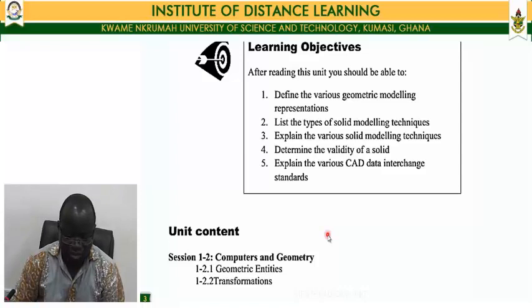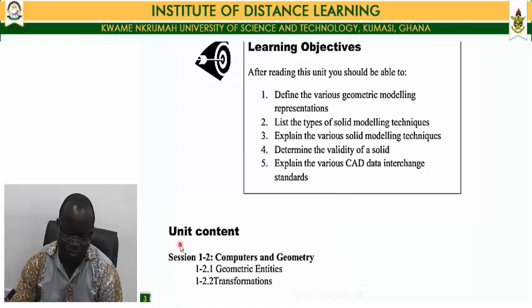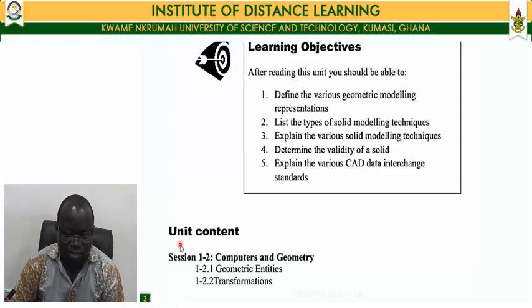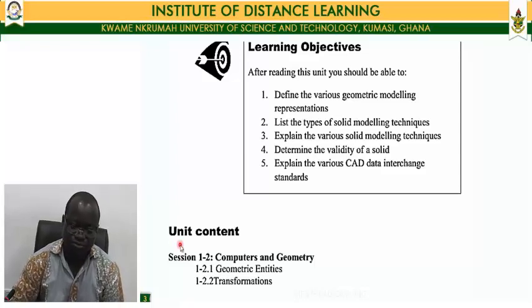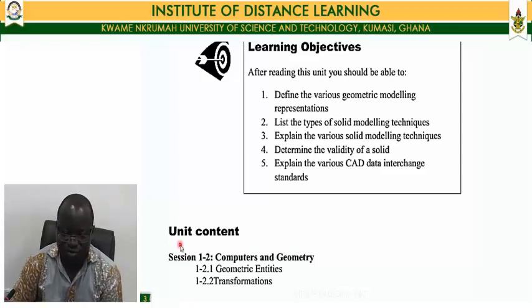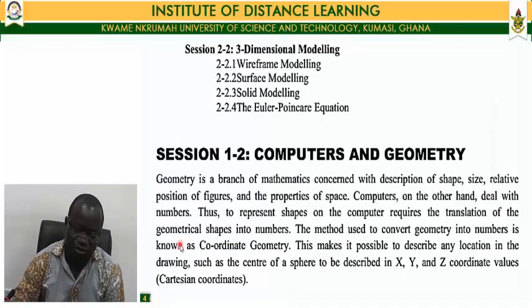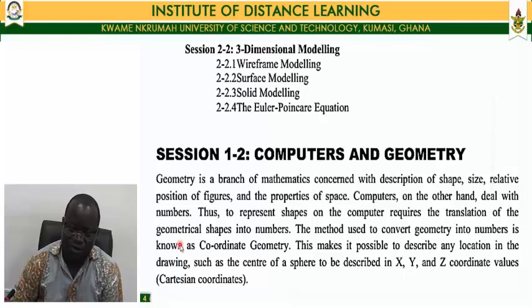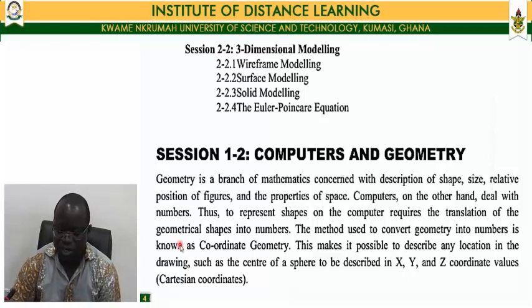Now, the unit content. What we're going to cover in this unit is in two sessions. Session 1 of this unit 2, we'll look at computers and geometry. And then session 2, we'll be looking at three-dimensional modeling, where we'll look at these types of modeling techniques: wireframe, surface modeling, solid modeling. And then we'll look at the Euler-Poincare equation, the equation that will help us to determine whether or not a representation is a valid solid.